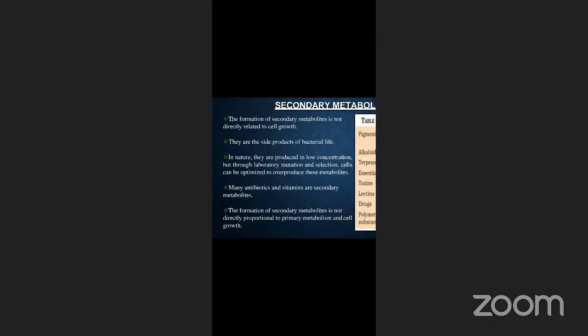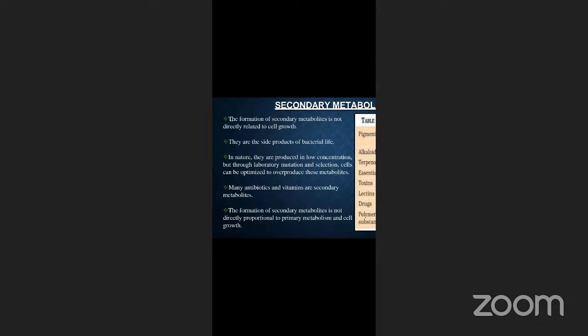Then we have secondary metabolites. So secondary metabolites are not directly related to cell growth, but they are the side products of bacterial life. They are produced in low concentration, but now in the laboratory, because of some mutations, scientists are trying to overproduce these metabolites. Okay, secondary metabolites.